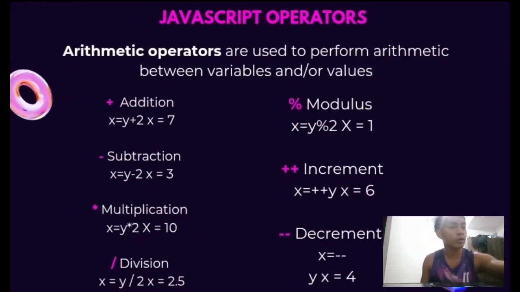Arithmetic operators are used to perform calculations on variables or values. So the arithmetic operators compute numbers, like addition, minus, multiplication, division, and increment. For example, addition: 5 plus 2 equals 7. So 5 added to 2, the answer is 7.